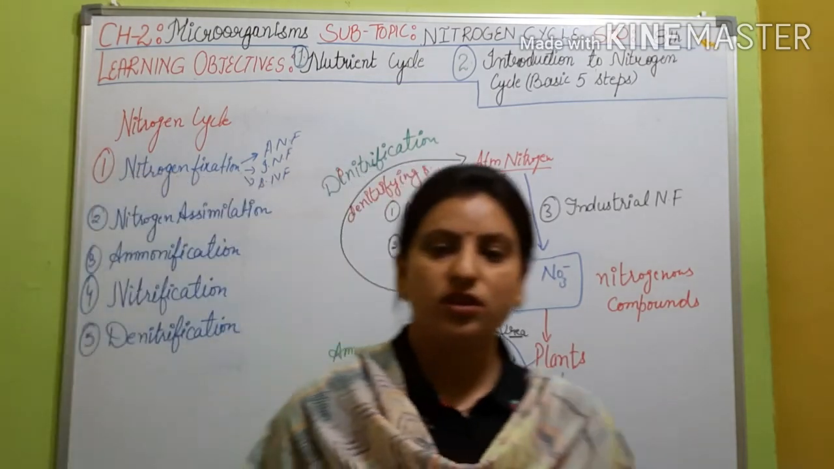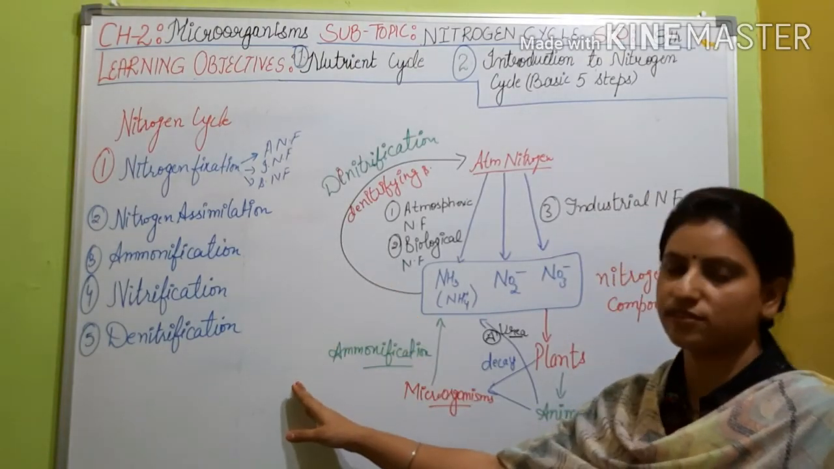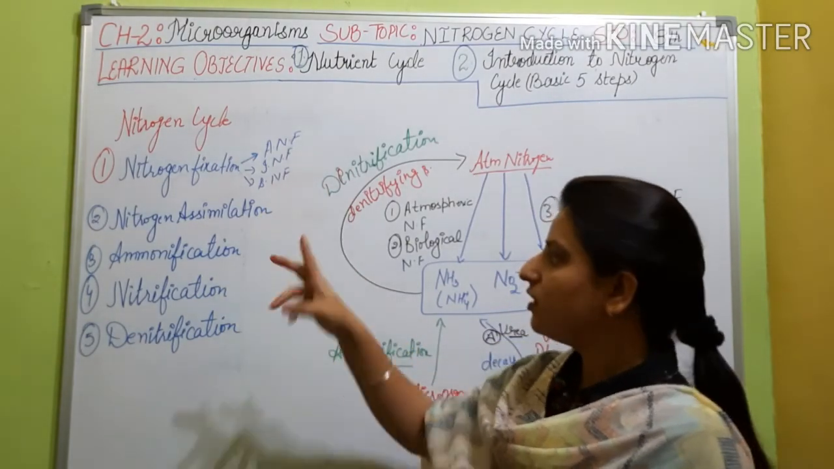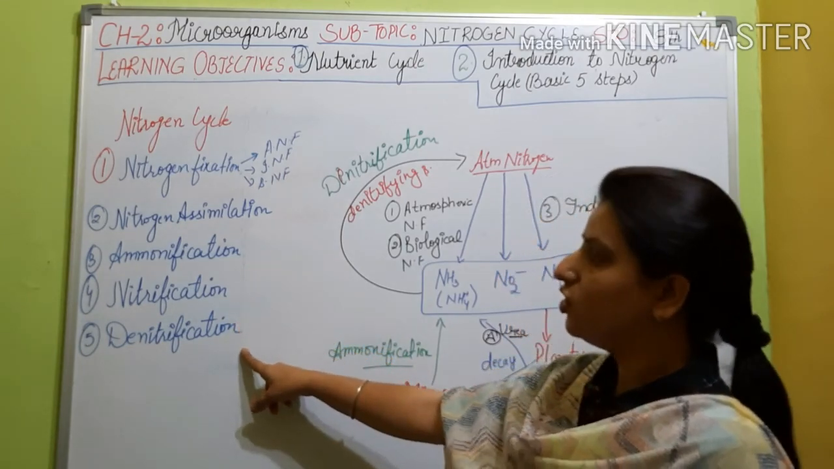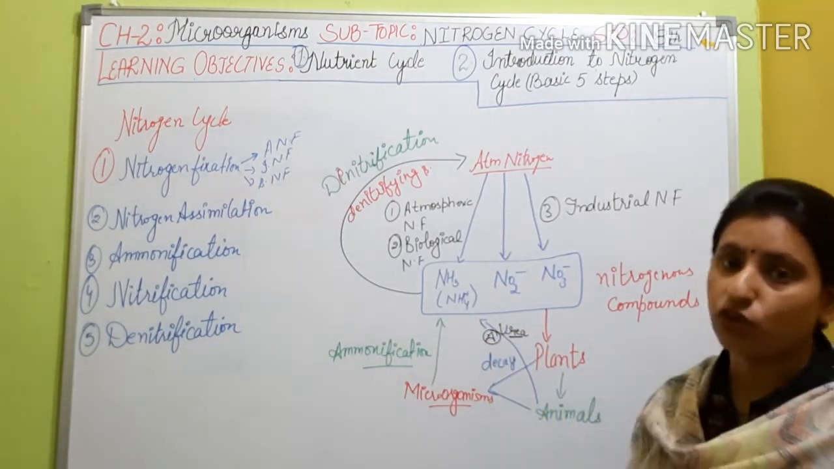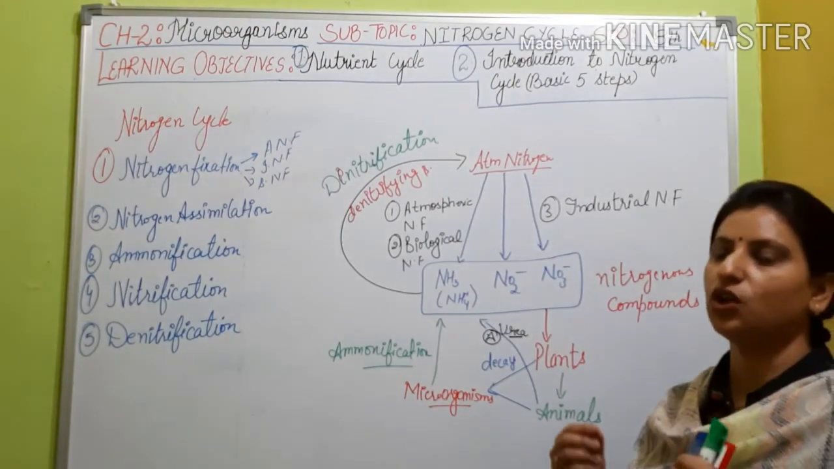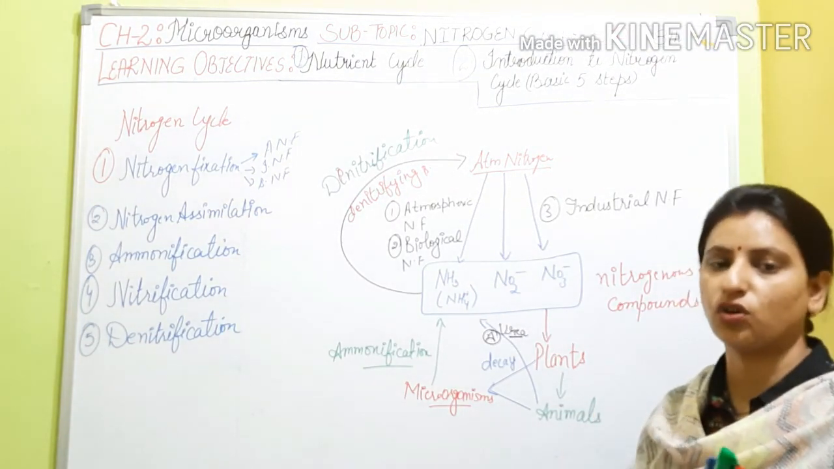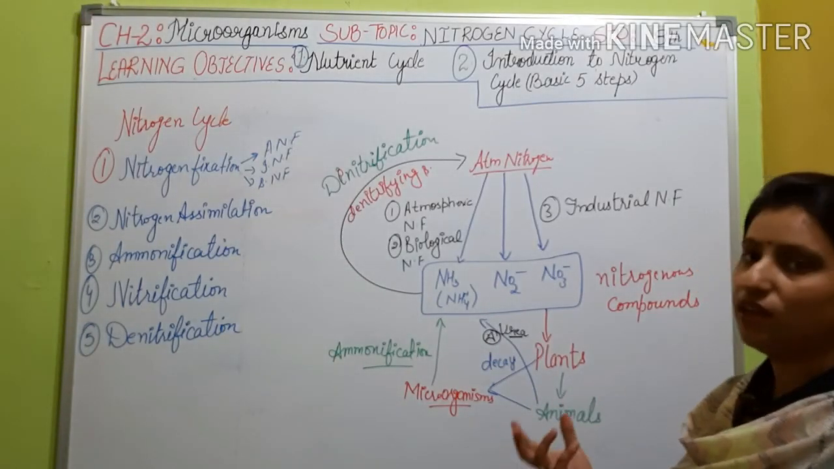So this is all about the introduction of the nitrogen cycle. The basic five steps we are going to discuss in our coming lectures are nitrogen fixation, three types, then nitrogen assimilation, ammonification, nitrification and denitrification. So I hope you understood our first learning objective, that is the nutrient cycle. What is a nutrient cycle? It is a biogeochemical cycle, the circulating of nutrients from the non-living to living, then again back to the non-living. They are also called biogeochemical cycles. And the nutrient cycle which we are going to discuss is that of nitrogen.